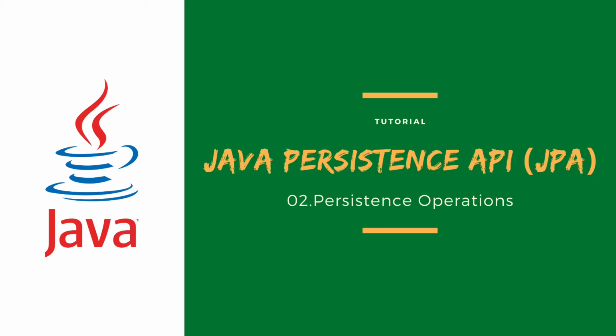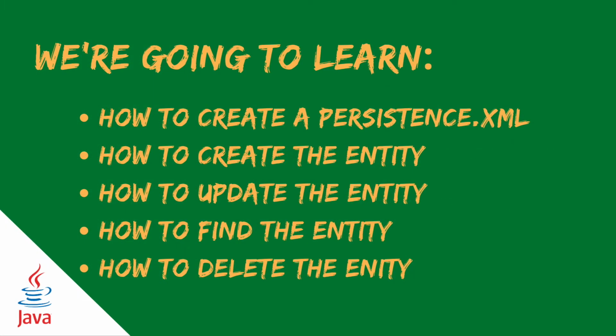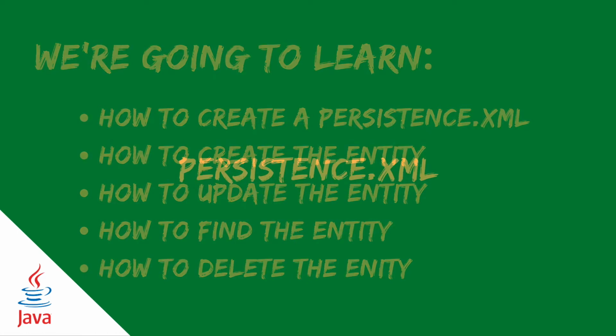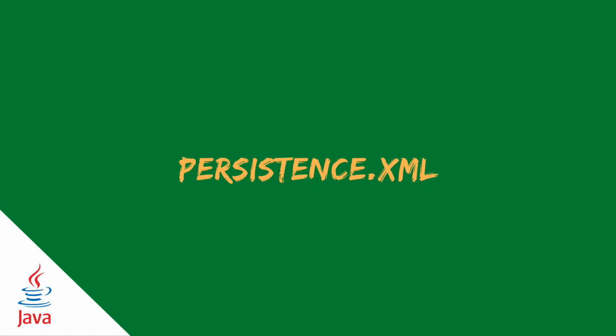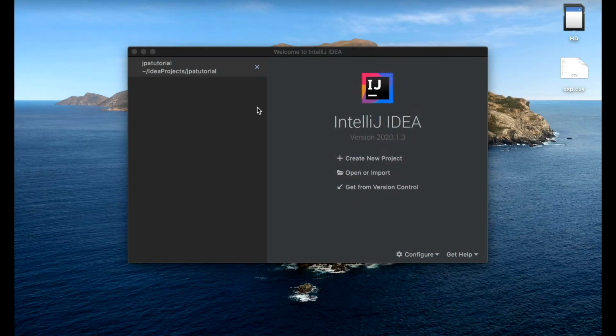In this video, we are going to explore in detail the entity managers, and more specifically, we are going to learn how to create the persistence.xml file, how to create an entity and store it inside the database, how to update an entity, how to find an entity, and last but not least, how to delete an entity. We are going to use the student entity defined in the previous video in order to create, update, find, and delete a student. Let's start creating the persistence.xml file.